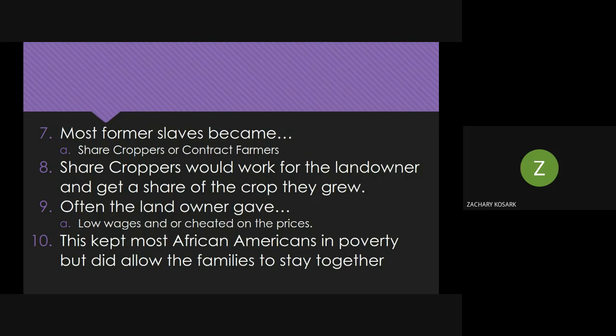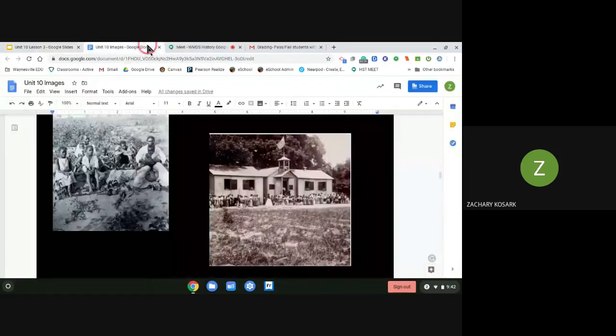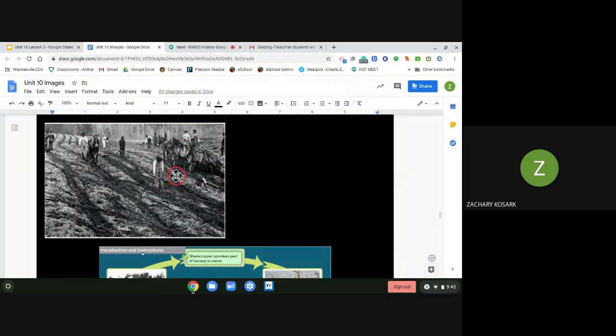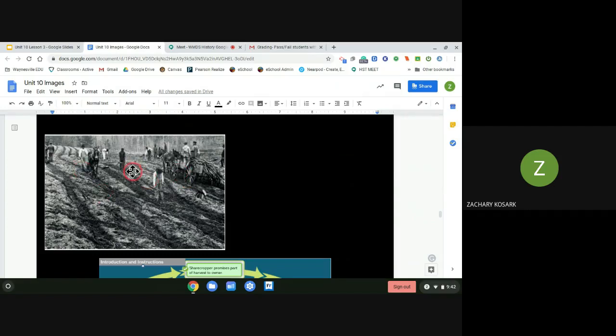You are not, and your own family. You are not going to be sold off at the will of the landowner. So if we look at these images about sharecropping, this image right here does not look a lot different than what a plantation would have looked like with slaves working on it. These are all African Americans working the land. They are now working as sharecroppers, so they get a portion of the profit.